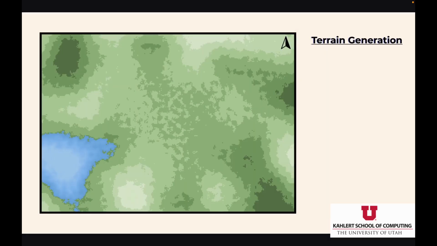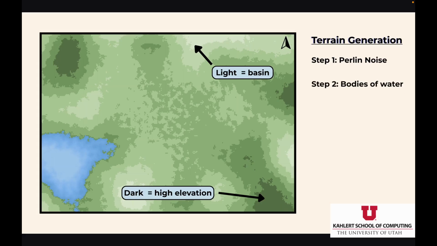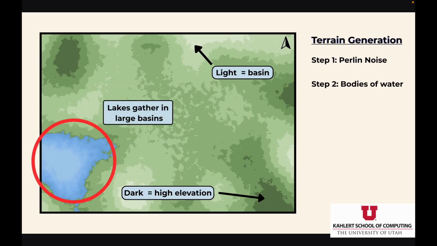The map is generated from the ground up, starting with the terrain. Before we do anything, we must generate a height map using Perlin noise. These randomly generated values are the foundation for the whole map. We start off with the elevation. High elevation is indicated in dark green, while low elevation is light green. We then generate bodies of water, and the lakes will gather in the largest basins on the map. The rivers will flow from high to low elevation, often connecting mountains and lakes.